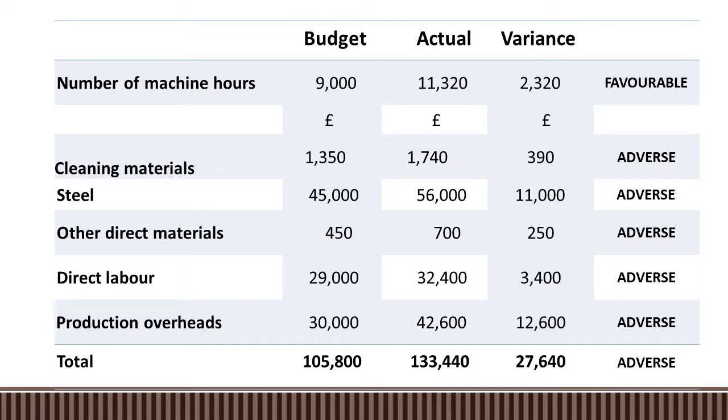The first three items are direct material. Then we have direct labor, because we use machines more, so we had to use more labor. So the variance is again adverse for labor hours too. And then production overheads are more as well. As a result, the total variance is 27,640 adverse. So that means we have spent more money than what we should have.